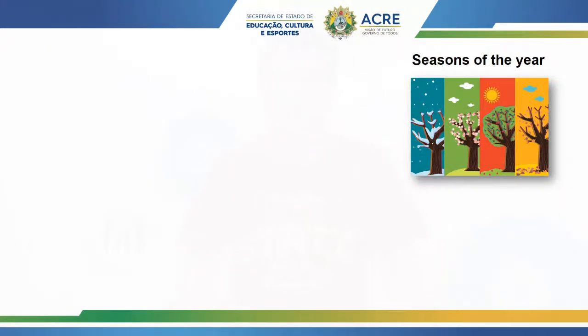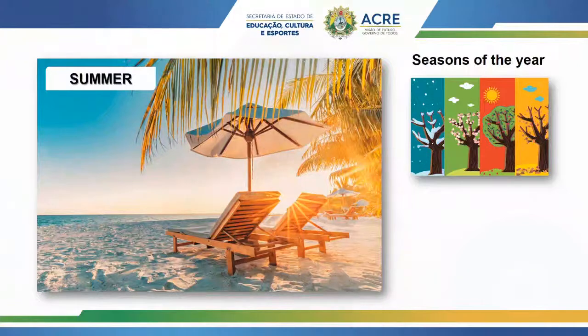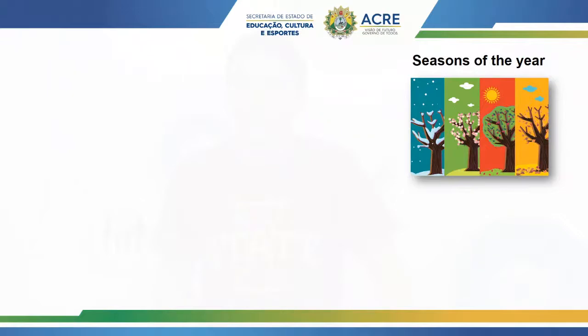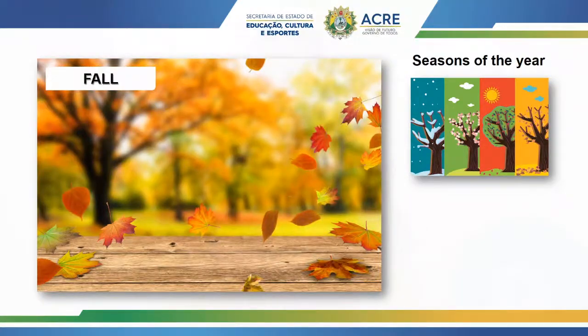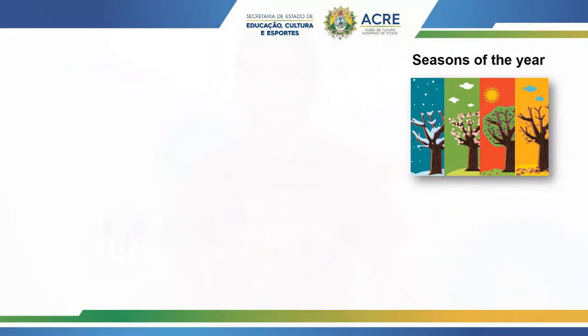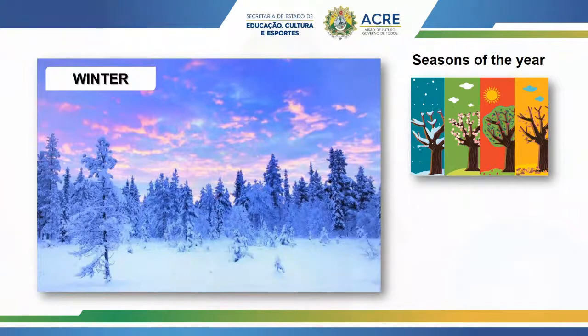The next season, we say summer. This season has high temperatures, and the days are longer and the nights are shorter in this season. The third season we have here is fall. You can call it autumn as well. It has the name fall because the leaves are falling from the trees. So fall is the name of this season. And the last one we have here is winter. Winter is the opposite of summer. This season is cold and the nights are longer and the days are shorter.